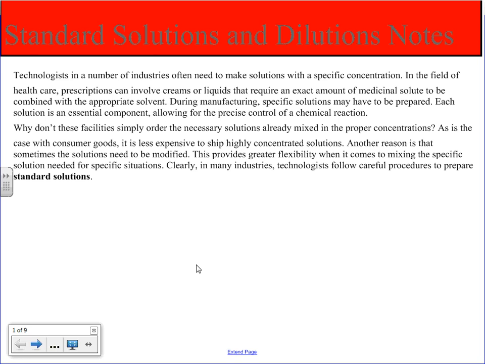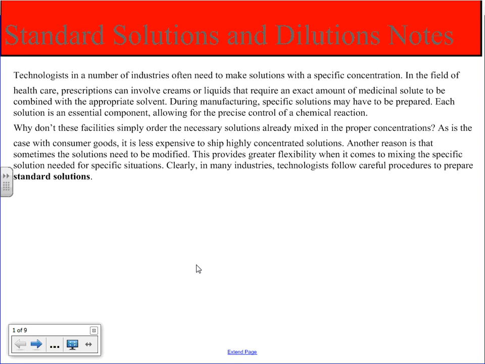During manufacturing, specific solutions may have to be prepared. Each solution is an essential component, allowing the precise control of a chemical reaction. So why don't these facilities simply order the necessary solutions already mixed in the proper concentrations? As in the case of consumer goods, it is less expensive to ship highly concentrated solutions. Another reason is that sometimes solutions need to be modified. This provides greater flexibility when it comes to mixing the specific solutions needed for specific situations.